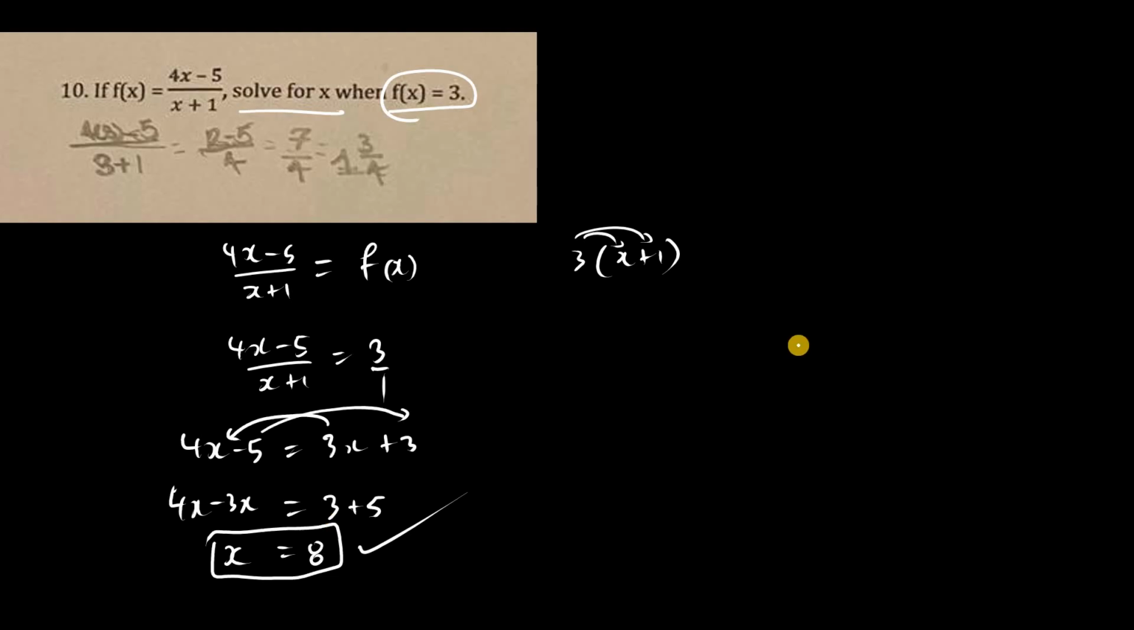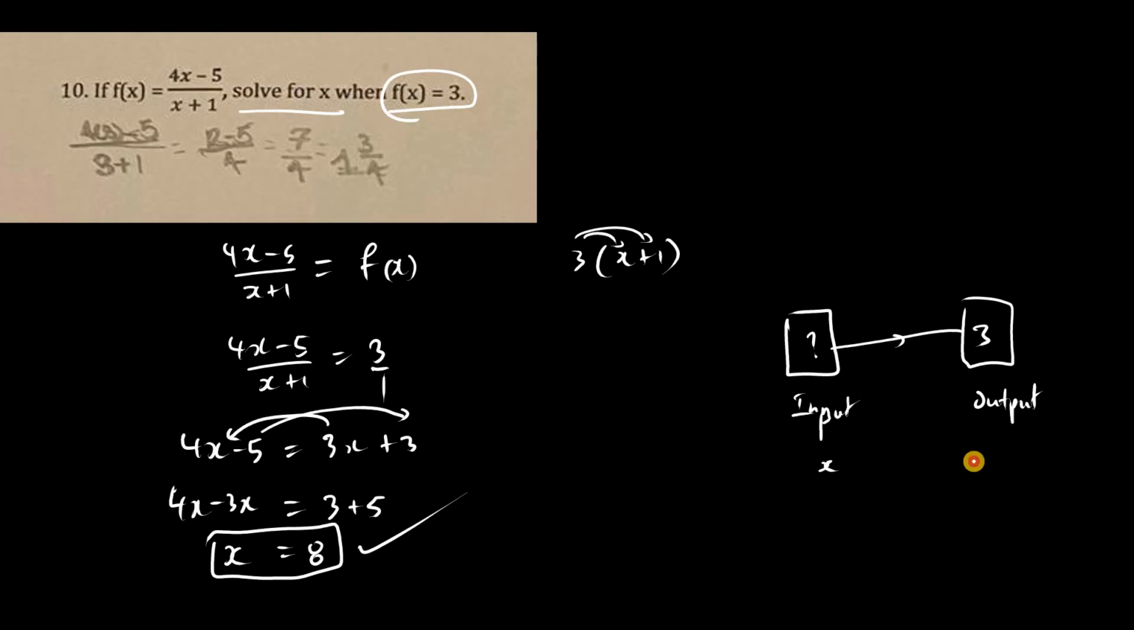So all this is saying, again, we have our input and we have our output. What is that input that led to the output 3? And the answer is 8. Remember, the inputs are x values, the outputs are the y values. Okay, let's move along though.